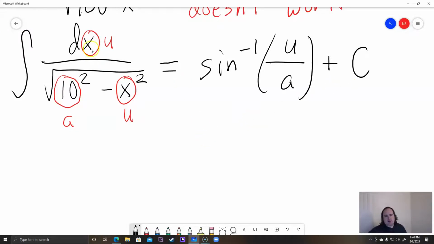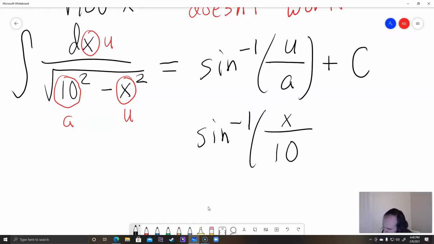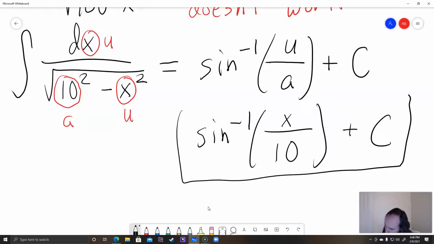Okay, and then we said our u is x, and our a is 10. So this is going to be sine inverse of x over 10 plus c. And that's actually the whole problem. So an impossible integral becomes very easy if you just use this formula.